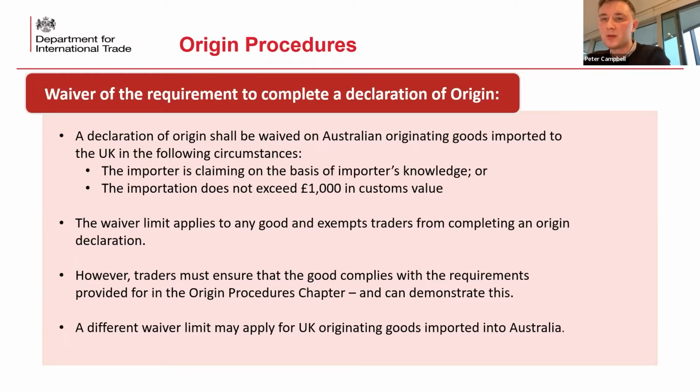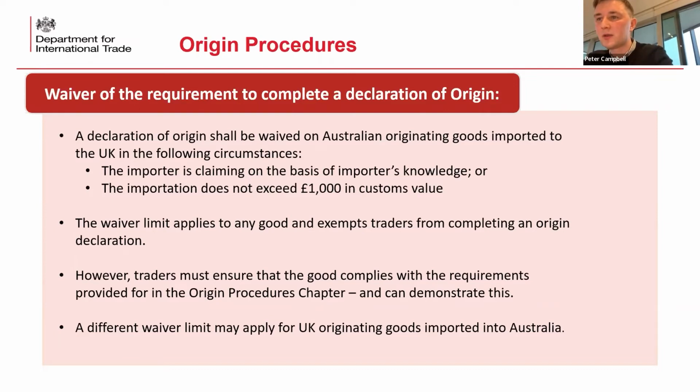But then if the good doesn't exceed £1,000 in customs value, and that's applicable for any good, then no origin declaration is required. I think just to caveat, traders still have to ensure that the good complies with the requirements provided in the chapter, and that if requested, would be able to demonstrate that, because while the text is stating that the customs authority will grant a claim for preference under £1,000, it's only so long as there's no doubt in the veracity of the claim.